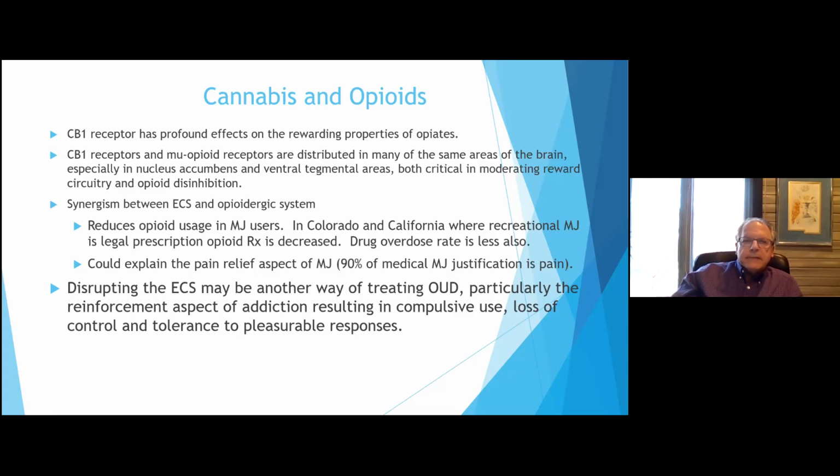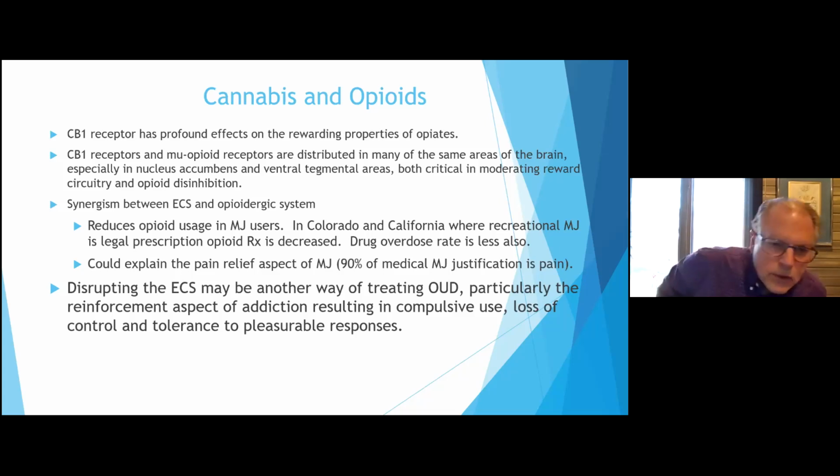One of the things that people are saying is a possible advantage of marijuana is that marijuana does reduce opiate usage. In Colorado and California, where recreational marijuana is legal, there is a definite decrease in opiate prescription use, and the drug overdose rate is also less. So this could explain also the pain relief from marijuana.